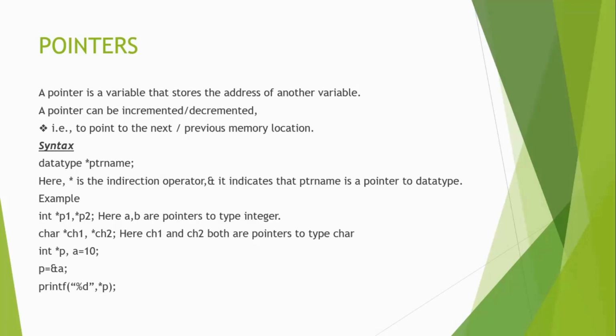So p equals ampersand a. Now I'm using the printf statement with asterisk p. It will print the value that is residing in the address it's storing. So p is storing the address of variable a, and a is holding the value 10. So the output for this statement will be 10.